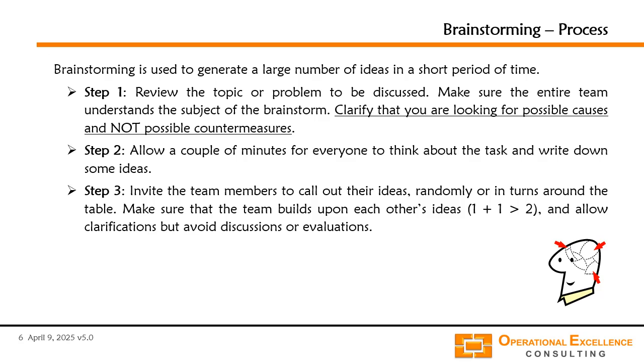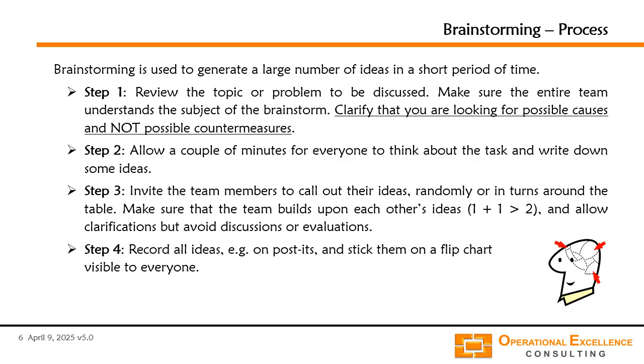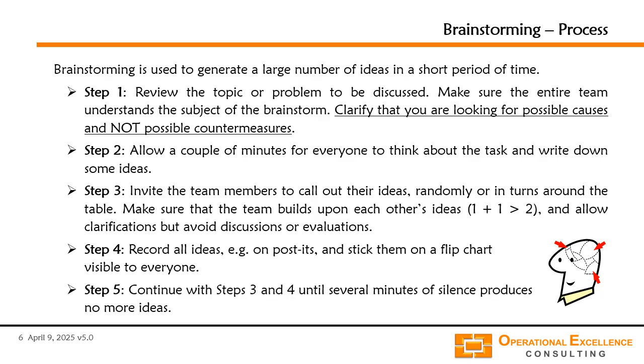During step 3, we are asking the team members to call out their ideas for possible causes. This may happen randomly or in turns. Whatever works best. Encourage team members to build on each other's ideas. Avoid lengthy discussions or criticism. Only discuss an idea if it needs additional clarification. Collect all the possible causes, for example captured on post-it stickers, and place them on a whiteboard or flip chart. Continue the last 2 steps until the team cannot identify any additional possible causes.